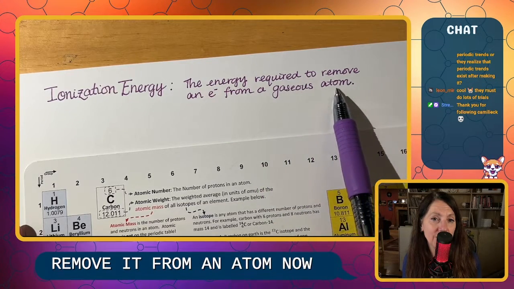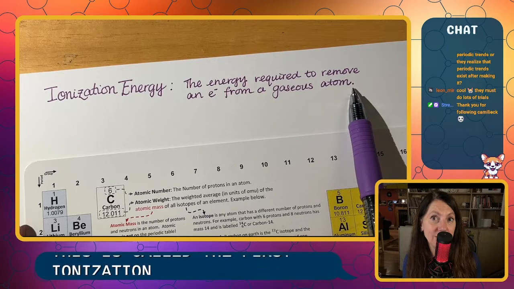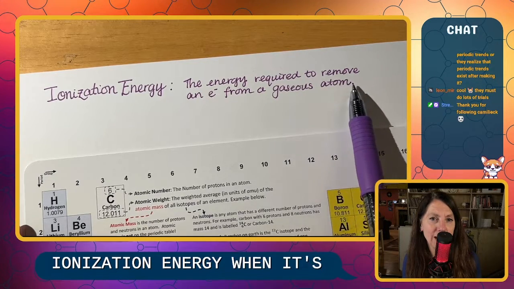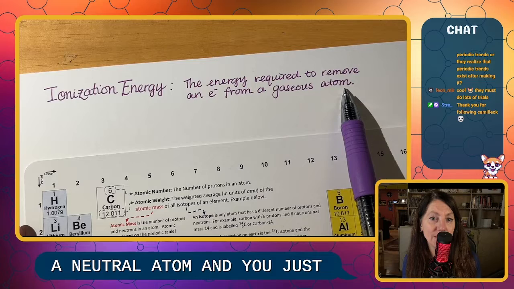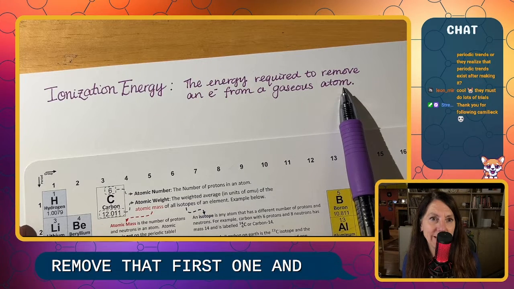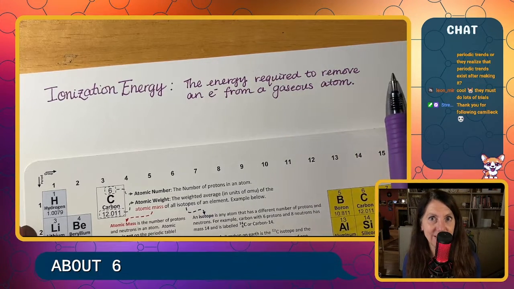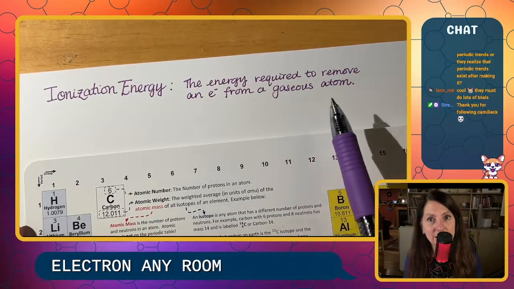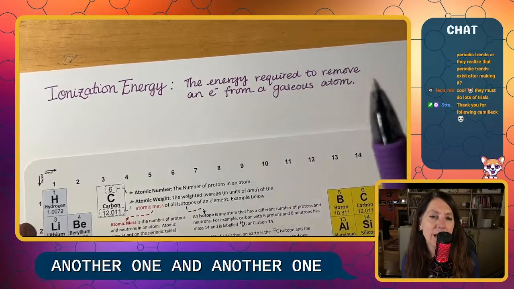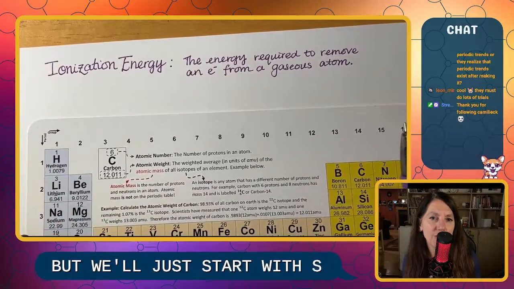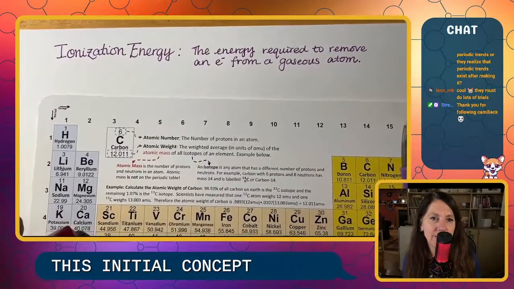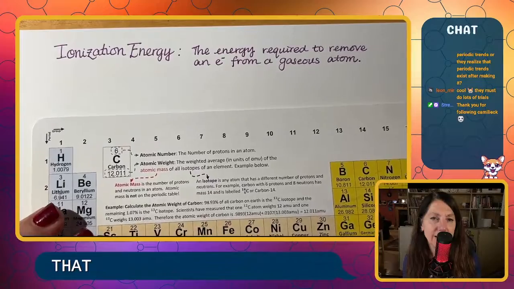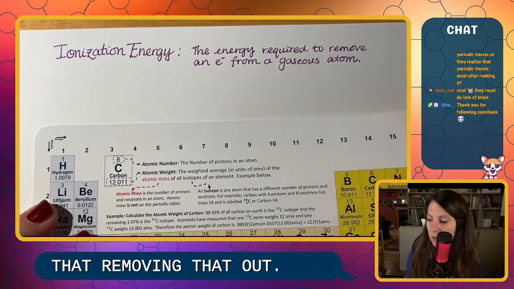Now, this is called the first ionization energy when it's a neutral atom and you remove that first one. And we can definitely talk about successive ionization energies. If you remove one electron, then you remove another one and another one. But we'll just start with this initial concept of removing that electron.